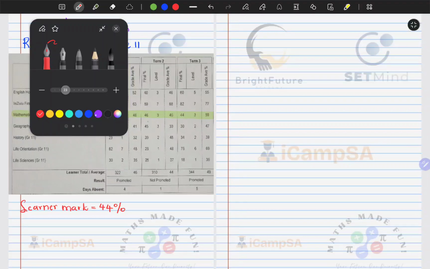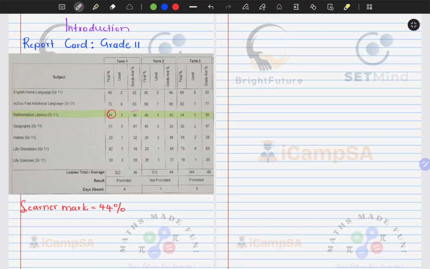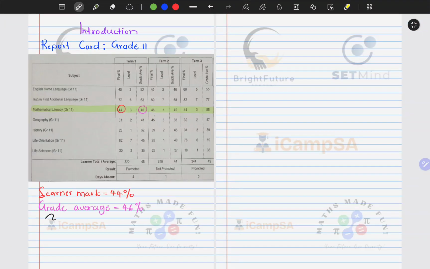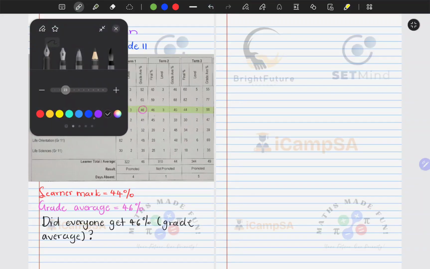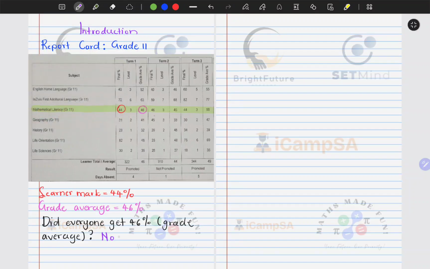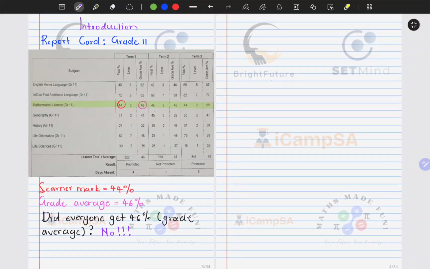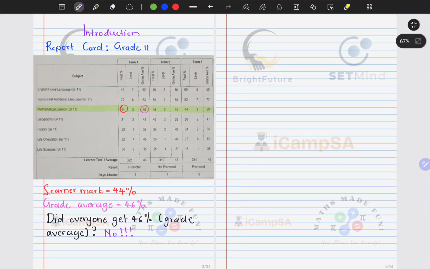But then what I also need you to quickly note is the class mark. If you observe carefully, you will see that the grade average is 46%. The question I want us to ask ourselves is, did everyone get 46%? Is this what the grade average means? The simple answer to this question is no. Grade average does not mean everyone got 46%. What it means is that if they normalize the marks of the learners, on average, everyone gets 46%.